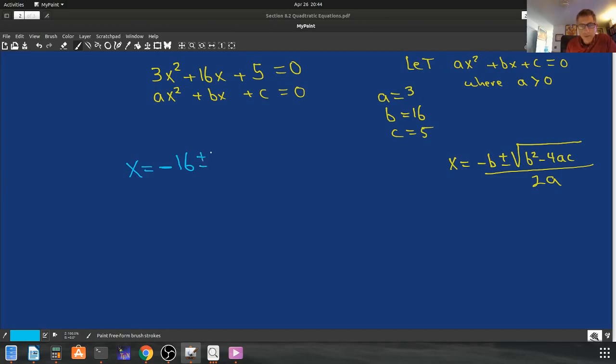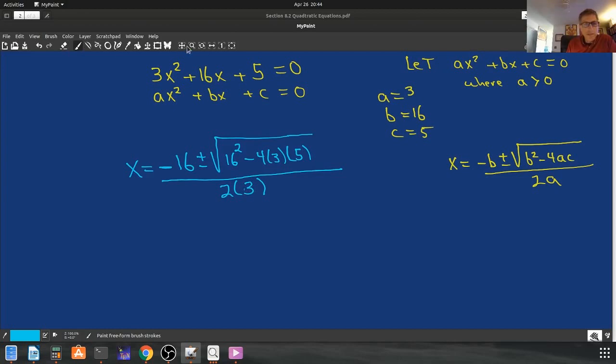Plus or minus the square root of b squared, which is 16, that's my base, squared, minus 4, the minus is inherent, times a, which is 3, times c, which is 5. That's all under the radical. And then the entire thing is over 2 times 16, which is the value of a. Sorry, not 2 times 16. 2 times 3 is the value of a. Let's get this right.